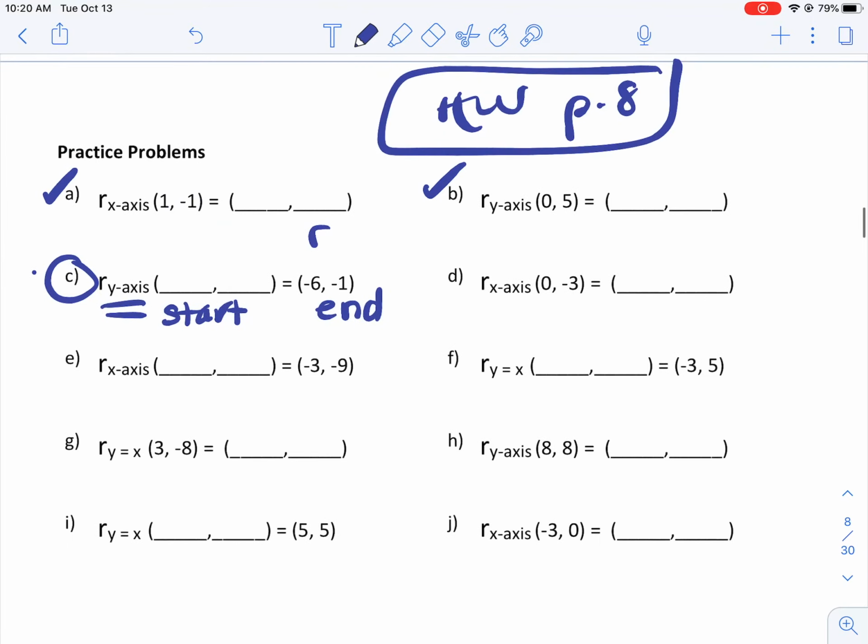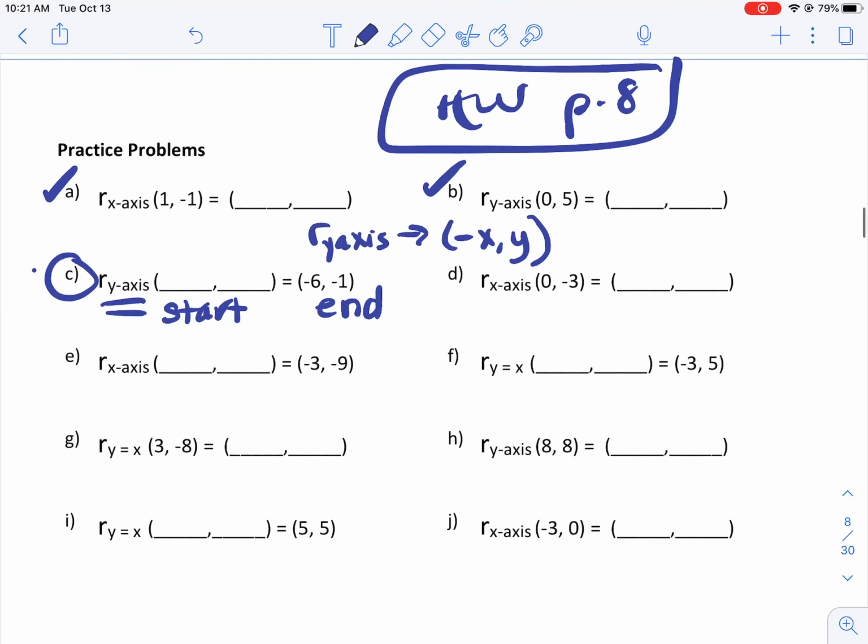If we're reflecting about the y-axis, what we're really doing is making the x negative. So if we're working backwards, I'm going to keep the y the same. It's going to be -1. And I'm going to do the opposite here, so that's going to give me 6.